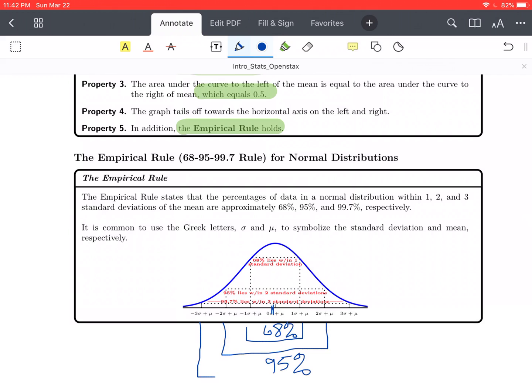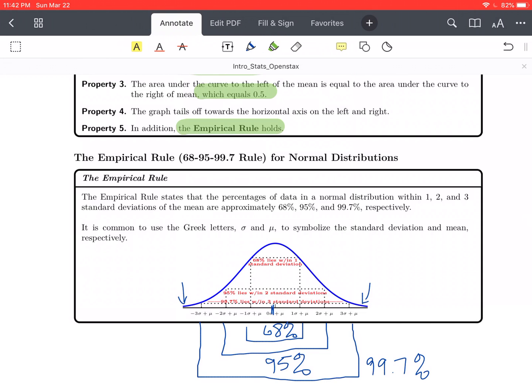And then as far out as we are going to go here, that's 3 standard deviations away from the mean. That means approximately 99.7% of our data lies within 3 standard deviations. And so there's this tiny little portion out here in the tails that we can encounter occasionally. But this is what the empirical rule tells us.